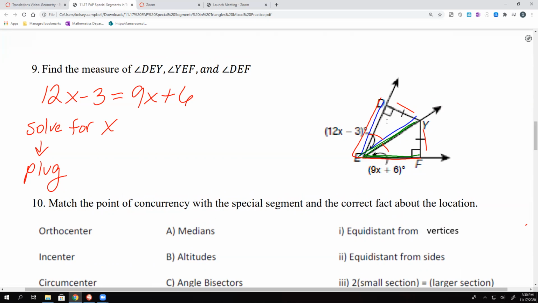Well, you have to be careful. That's why we have the 3 letters on this, because you see at point E, there are 2 angles there, right? So just be careful. DEY is this blue one. Does that answer your question? Kind of?